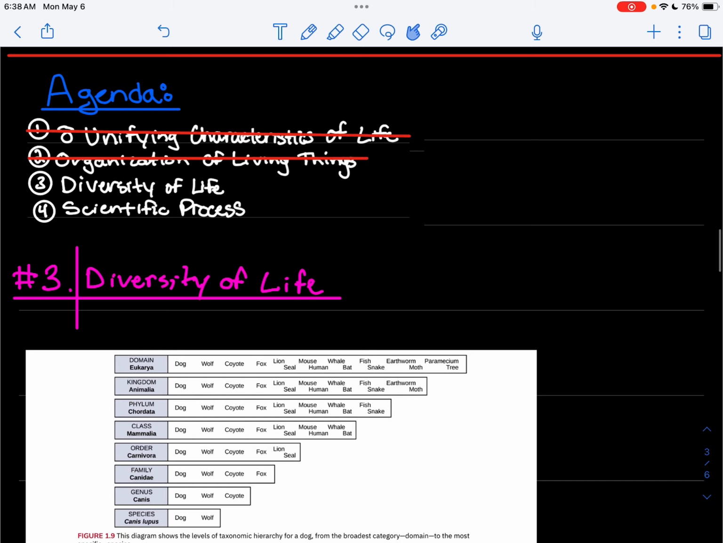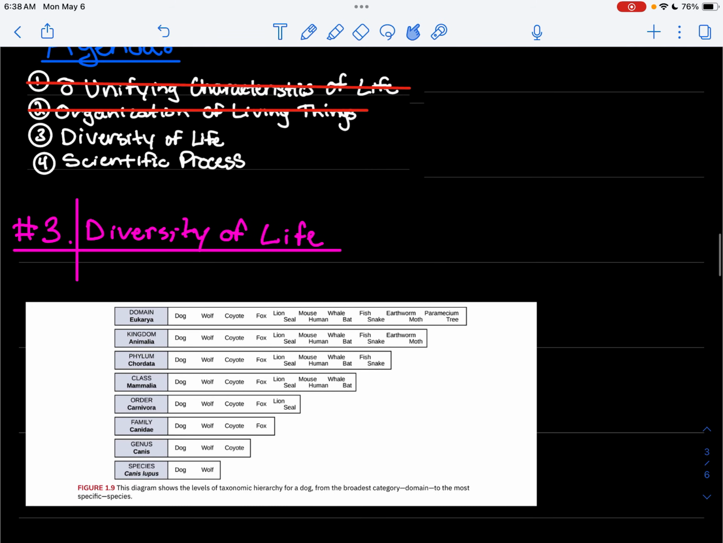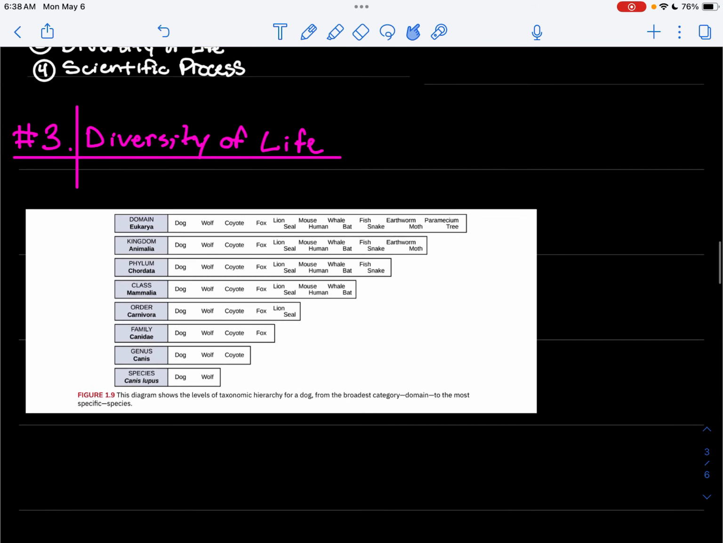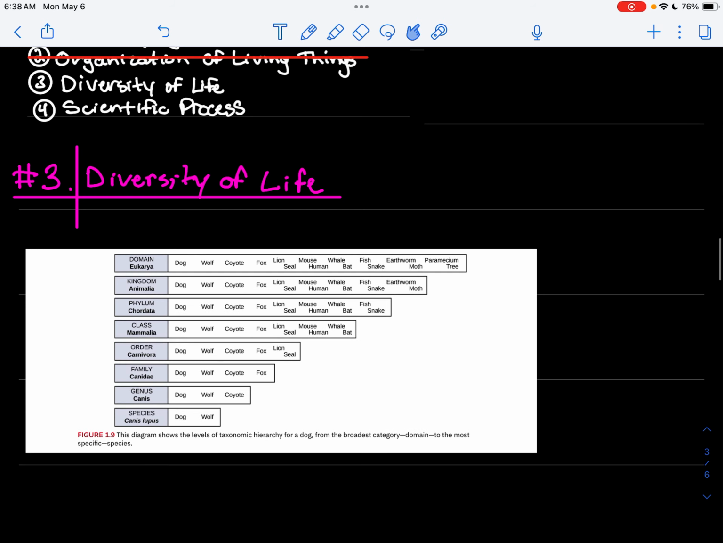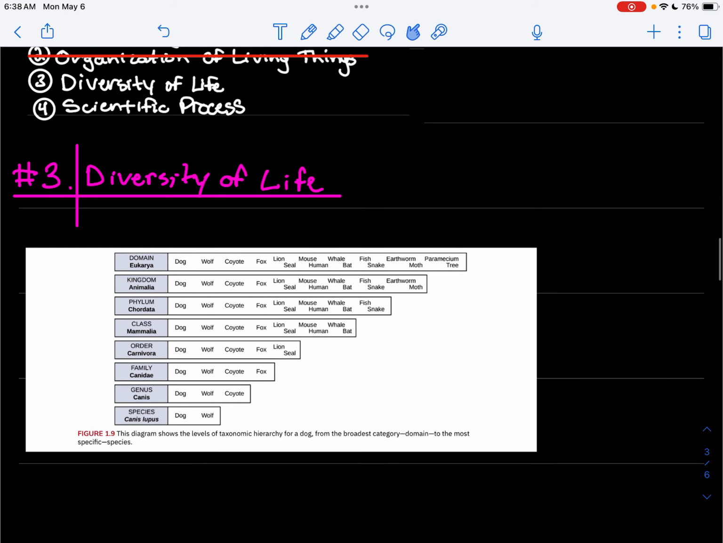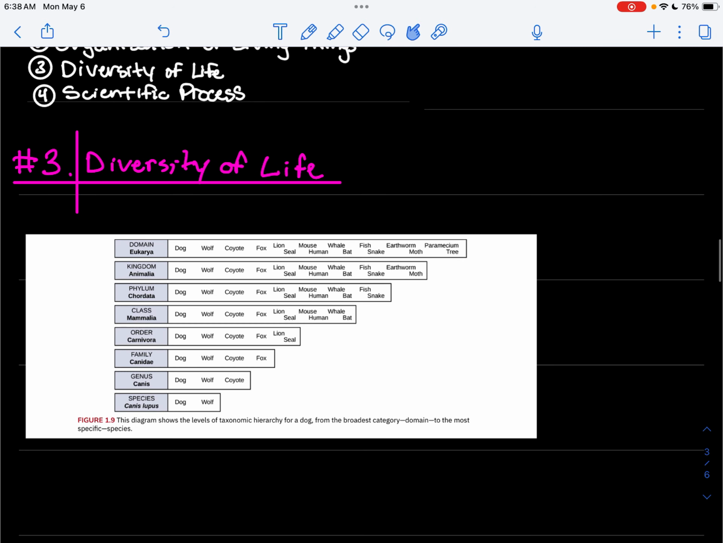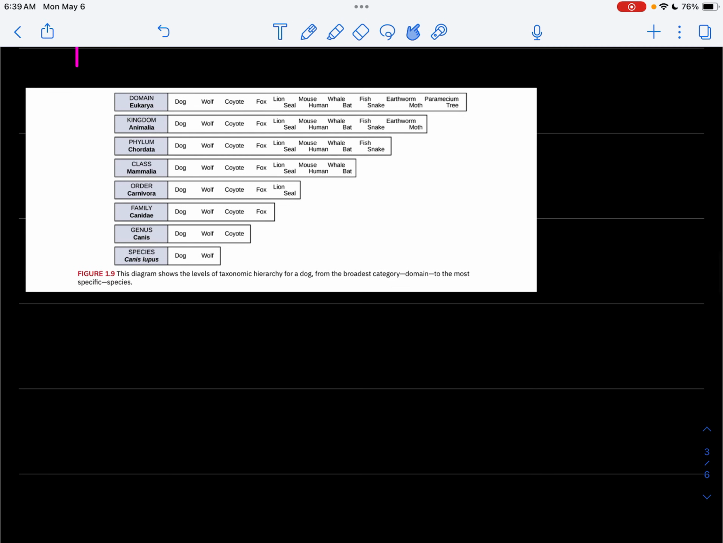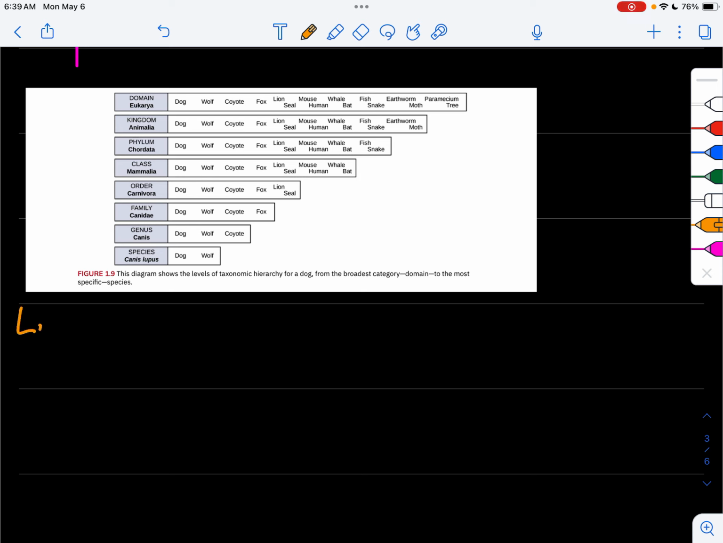Fantastic. Let us move on to number 3. Number 3 is the diversity of life. I'm not going to spend too much time here just because the diversity of life, depending on the K through 12 institution, can be talked about or cannot be talked about. In my experience, it is not talked about very much, so I will try to keep this brief. So we call this type of classifying organisms the Linnaean classification system.